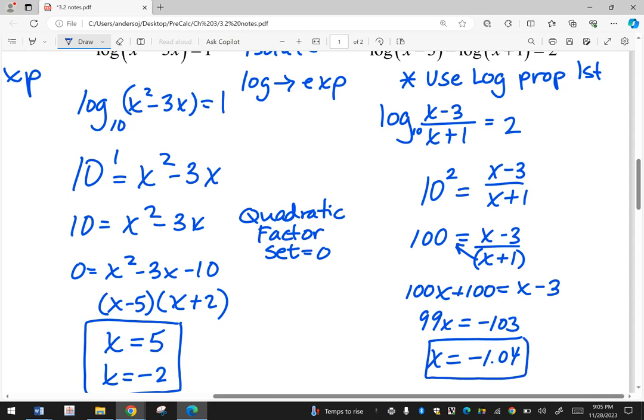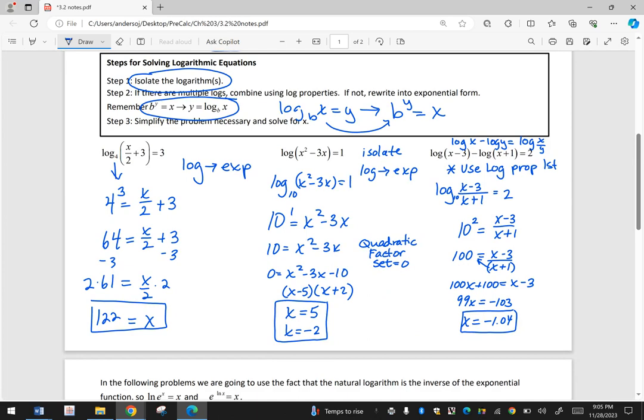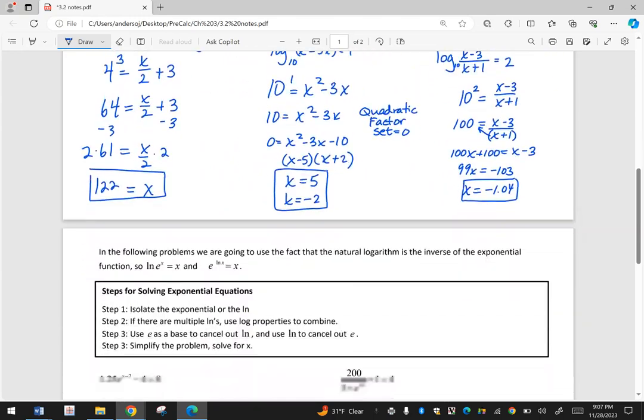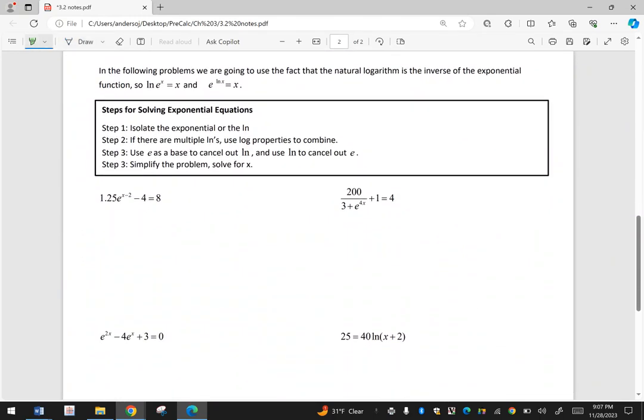All right, so that finishes up the lesson of solving a log equation using conversions from a log to an exponential. All right, moving on to the next section, we are going to be looking at equations that use natural logarithms. In natural logs, we're going to be using e's and ln's. What we need to know is that these are inverses of each other, and e and ln cancel each other out.